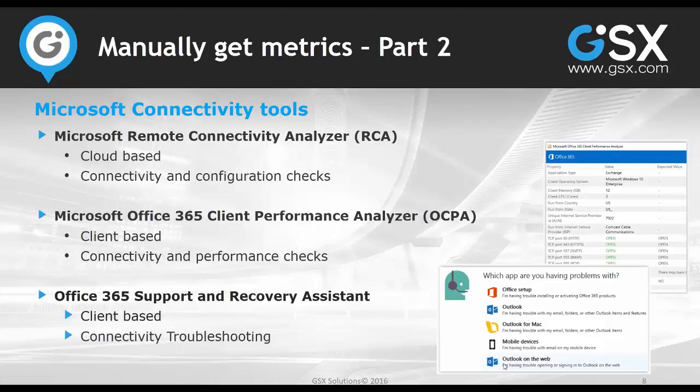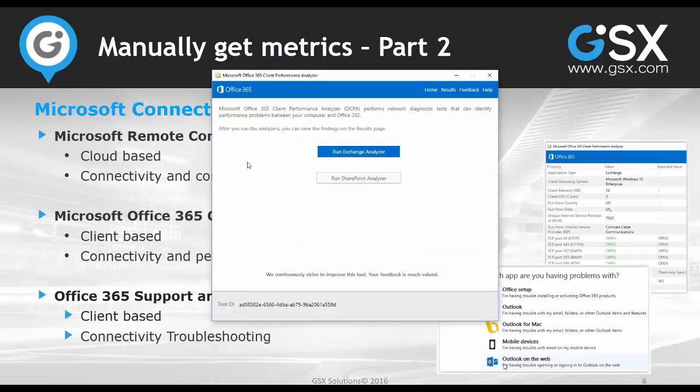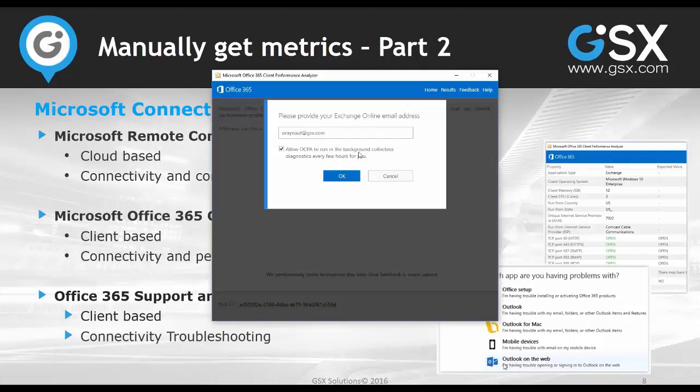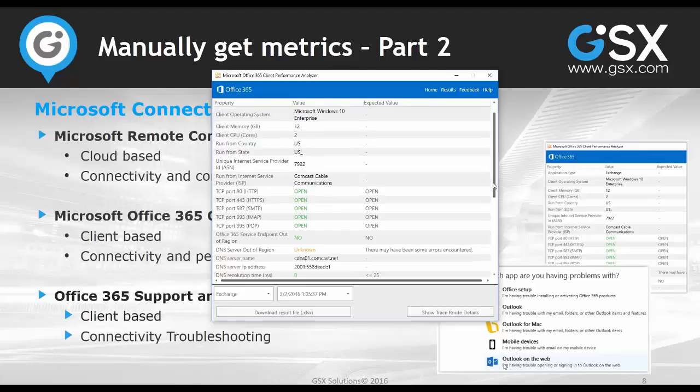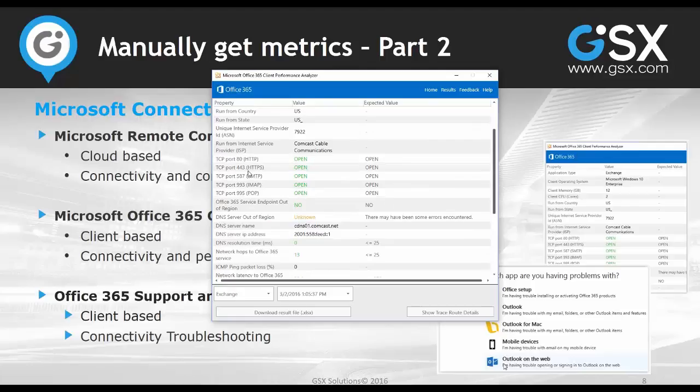So let's take a look at the OCPA. You can run that for Exchange or SharePoint and just hit run. It will ask you for your credentials, and then it will perform the test. It takes some time, so I have some results I can show you from last week. If we take a look at the Exchange test, we'll do a few things. First, some basic client machine tests, things like what's the OS, what's the RAM, CPU, location. Then you will have some information about your ISP, and then it will do the different port connectivity checks.